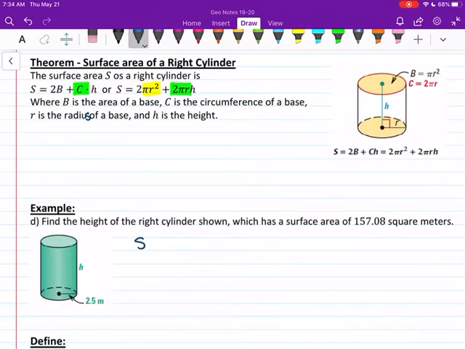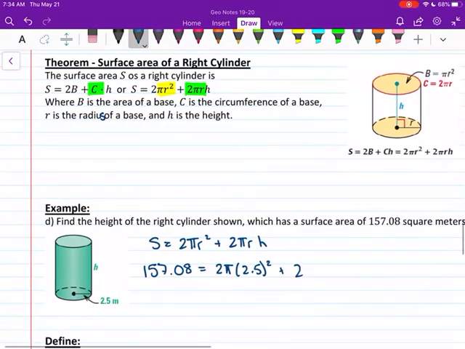All right, so I'm going to use the one formula that has radius in it. So surface area equals 2 pi r squared plus 2 pi r times h. Okay, so we know the radius is 2.5 and the surface area is 157.08, not 87, excuse me, equals 2 pi, and then I'm going to plug in the r of 2.5, plus 2 pi times 2.5 times h.